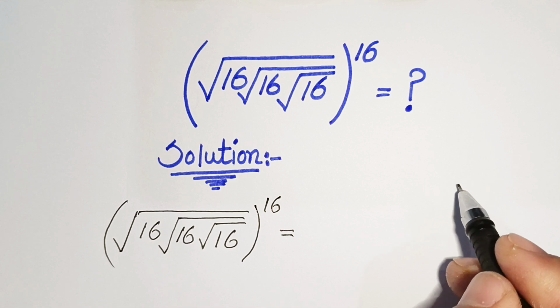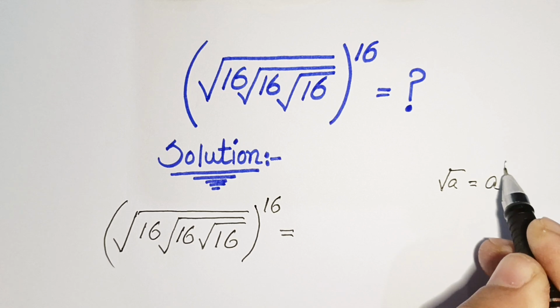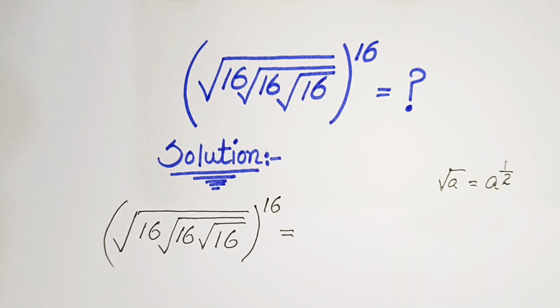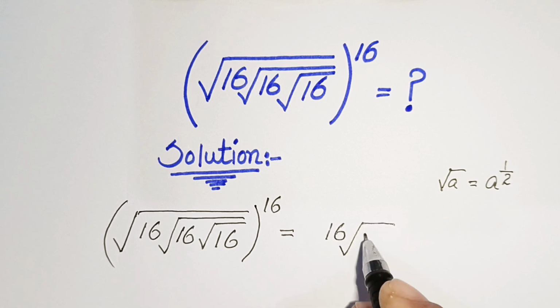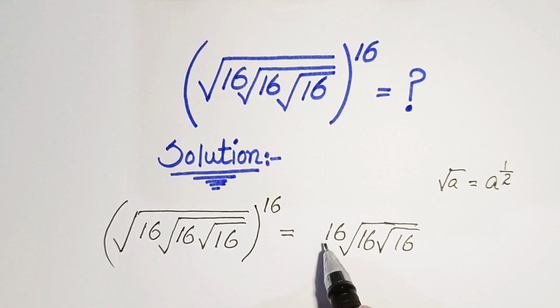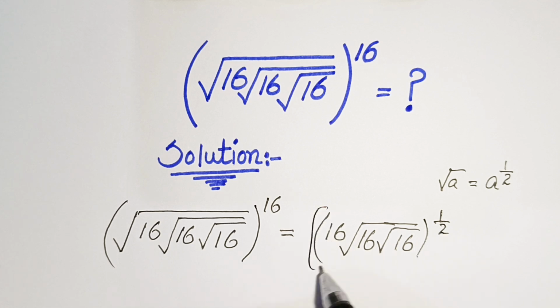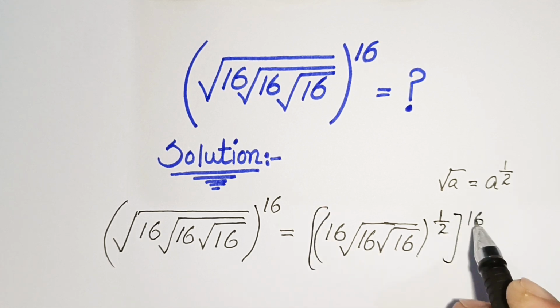as we know that if we have square root of a, then it can be written as a to the power 1 over 2. So just writing the value of the square root, that is equal to 1 over 2. So we write 16 times square root of 16 times square root of 16, then whole to the power 1 over 2 and to the power 16.